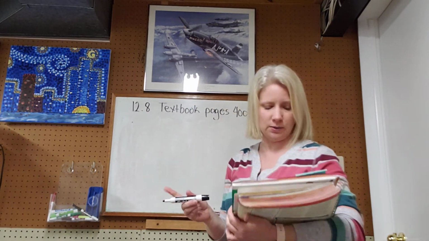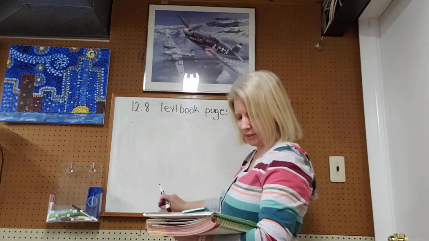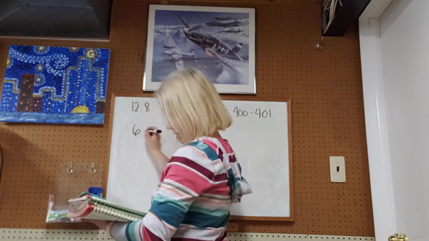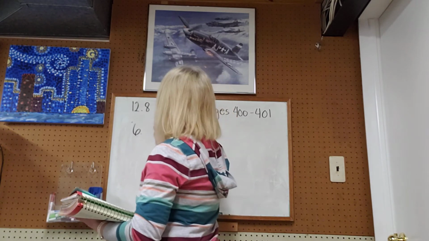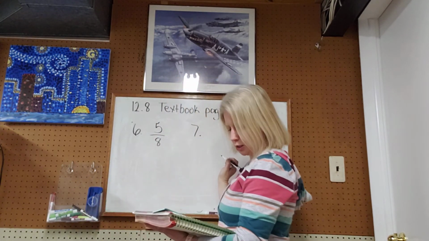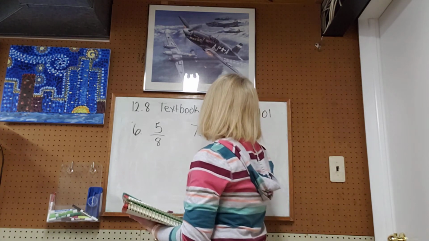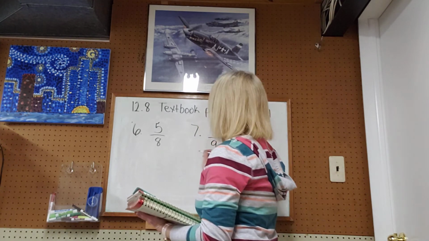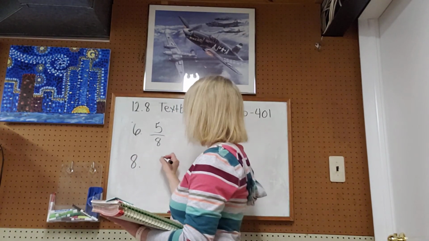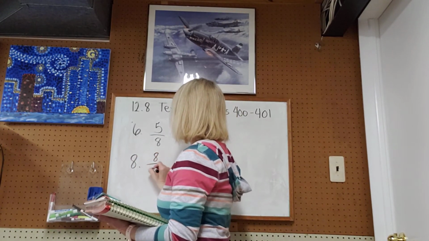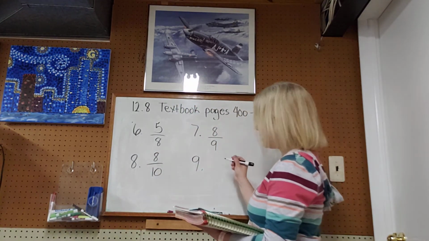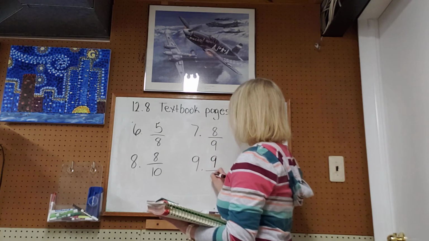Okay, let's check those answers. Number 6, you would have gotten 5/8 for your answer. Number 7, you should have gotten 8/9 for your answer. Number 8, should have gotten 8/10. And number 9, you should have gotten 9/12 for your answer.